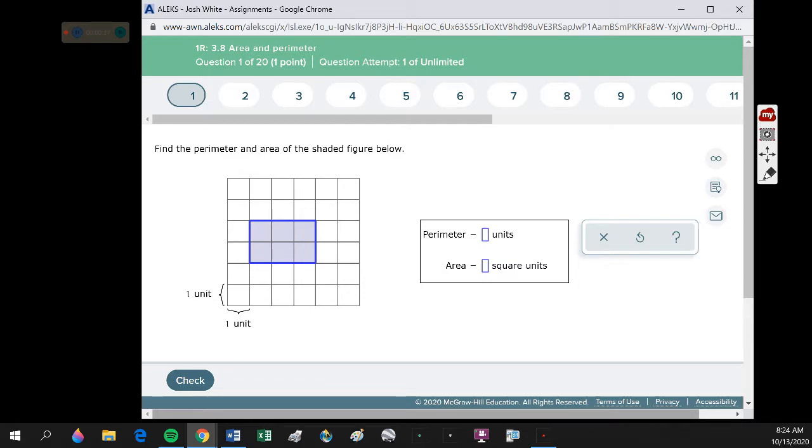So, what is the perimeter of this shape? So, 3 across the top. So 3, 4, 5, 6, 7, 8, 9, 10. So perimeter is 10, and area is going to be 3 times 2, which is 6 units squared. Let's look at the next question.